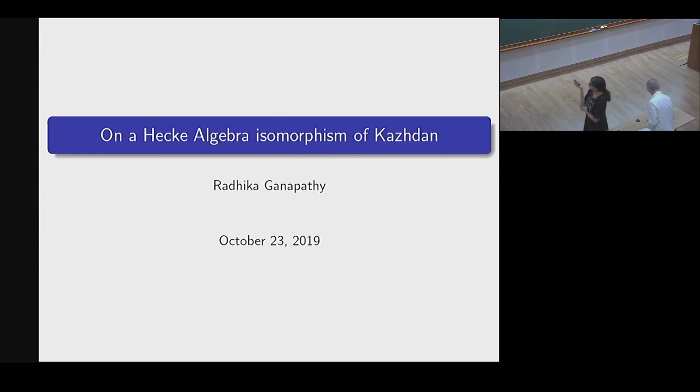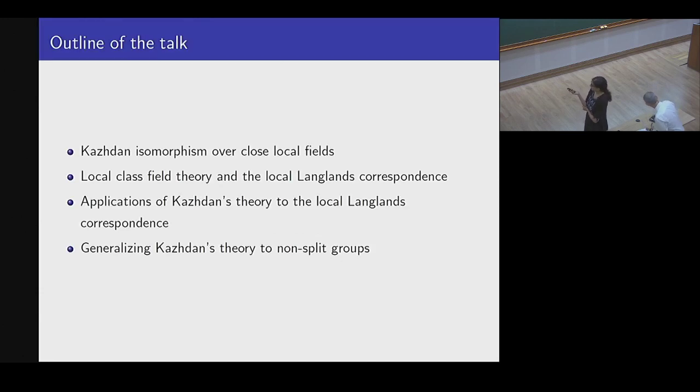So my talk is going to be on a certain Hecke algebra isomorphism of Kazhdan. This mostly concerns representation theory of p-adic groups. I'll review most of the things that are needed for this talk. Okay, so I'll begin with stating the Kazhdan isomorphism, and then this isomorphism has some applications to the local Langlands correspondence.